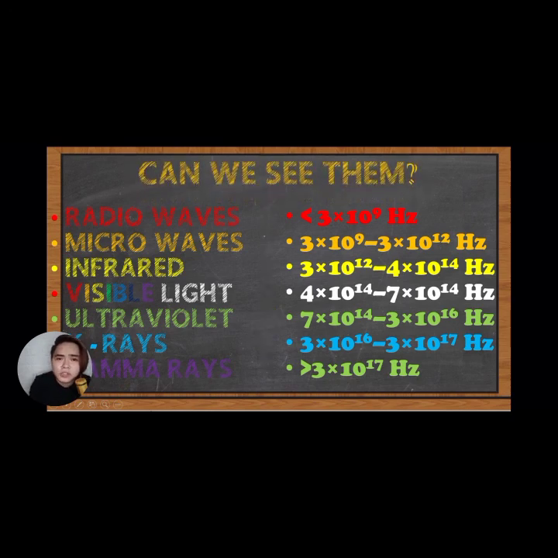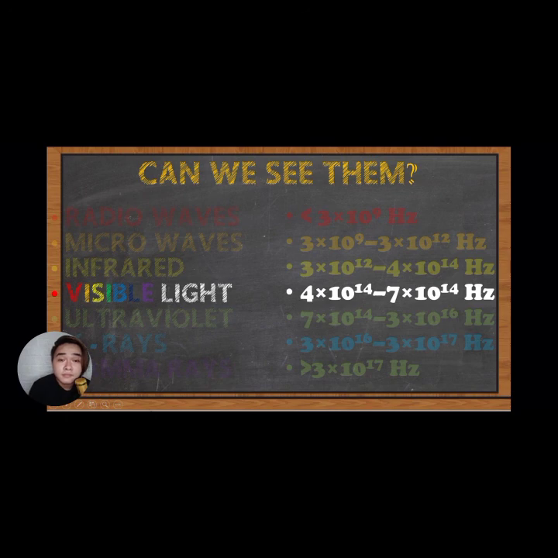Now, another question. Can we see electromagnetic waves? The answer is only one. That's the visible light. Visible light has a frequency that the human eye can perceive. It means electromagnetic waves with frequency higher or lower than visible light are invisible to the human eye.